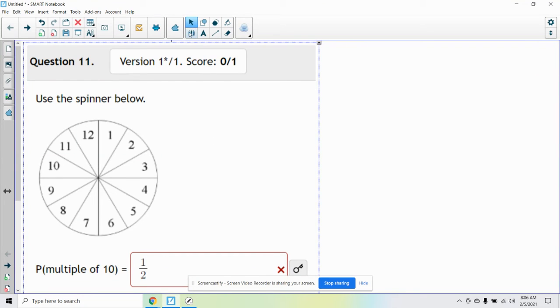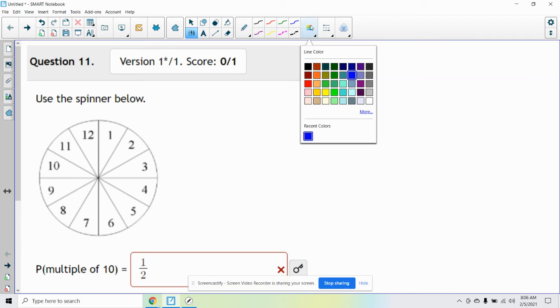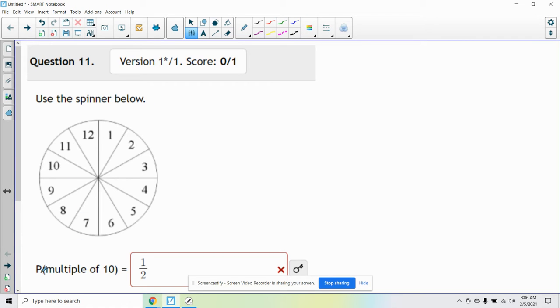All right, this is the first question you sent me. Let me just fix this real quick. So it says, use your spinner below. Find the probability of landing on a multiple of 10. Well, what are the multiples of 10? 10, 20, 30, and so on.